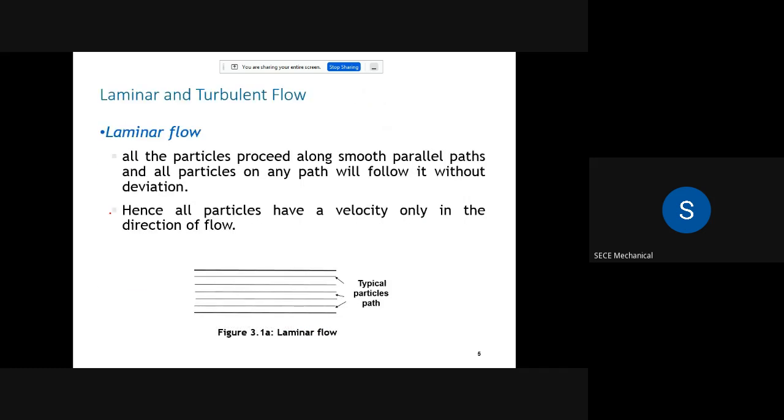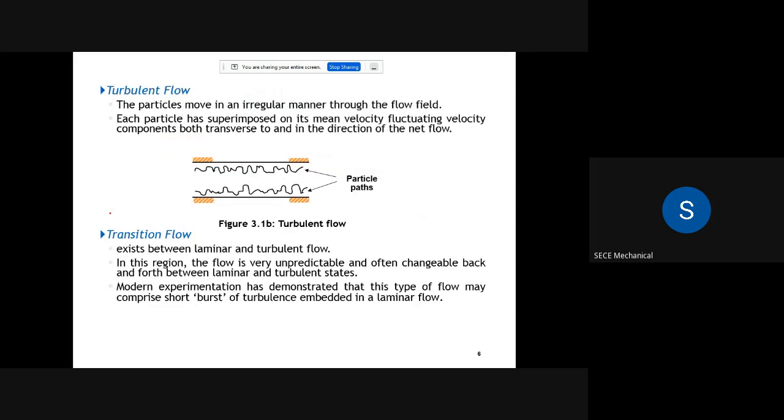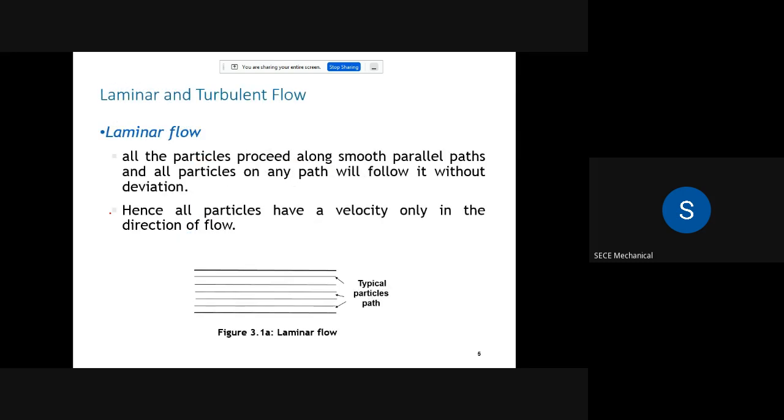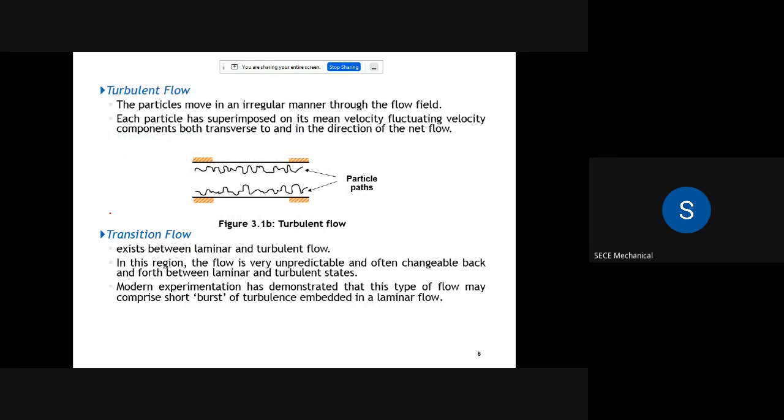Laminar flow is a smooth parallel line flow without any deviation. Between laminar flow and turbulent flow, the intermediate flow is called transition flow, right? And you have a graph over here that will be seen here.